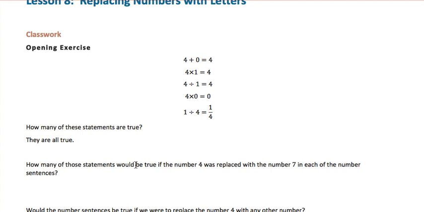How many of those statements would be true if the number 4 was replaced with the number 7 in each of the number sentences? 7 plus 0 equals 7. 7 times 1 equals 7. 7 divided by 1 equals 7. 7 times 0 equals 0. 1 divided by 7 equals 1/7. They would all still be true.